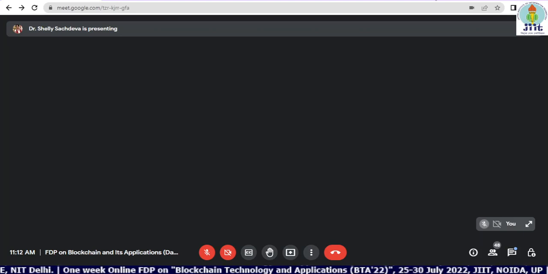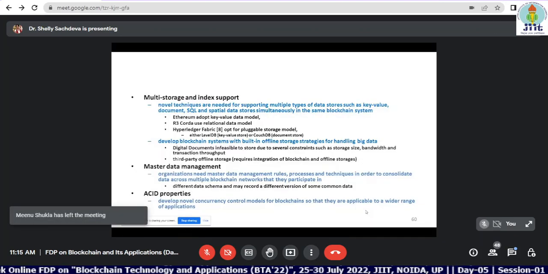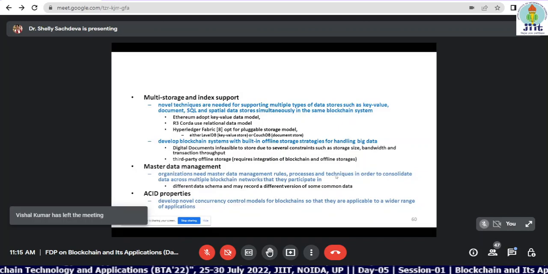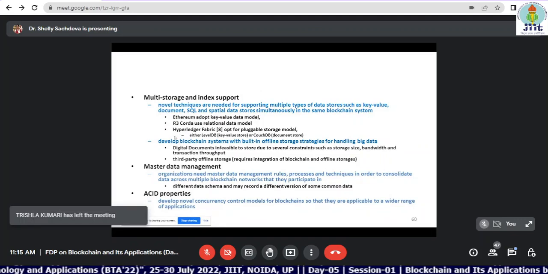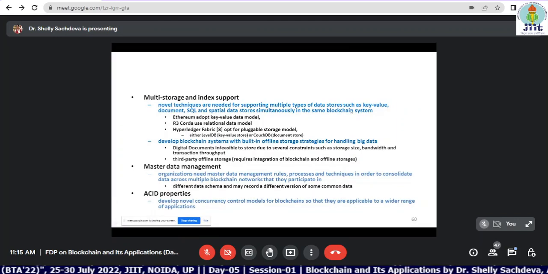Right. Then this is where I was talking about when we have the data management capability, can we leverage that field with the blockchain? For example, when I'm talking about databases, I'm talking about moving towards big data, where the data stores are making a move from SQL systems, that is, relational databases, towards NoSQL systems. So novel techniques are needed for supporting multiple types of data stores. We have the key-value store, the document stores, SQL, and we also have spatial data stores simultaneously in the same blockchain system.